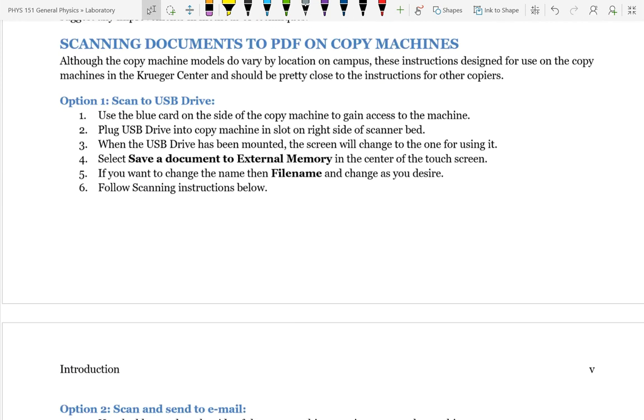If you want to use a USB drive, after you've logged in, you just stick your USB drive in. Once it is mounted, it'll pop up with a menu that has 3 options on it. You choose the center one, which is save a document to external memory. You can set the file name if you want, and then you just do the scanning.